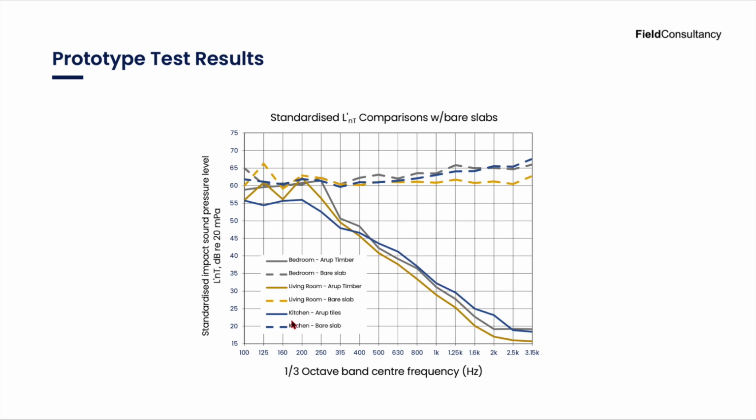The brown lines show what's happening in the living room. So with the solid brown line, you can see that with timber, we get a higher impact sound pressure level than what we're getting from the tiles. So we get more of a drumming sound from a timber build-up than what we do out of a tile build-up. The grey lines show what's happening in the bedroom with the timber build-up. It's quite similar to what is going on in the living room because they are both timber build-ups.